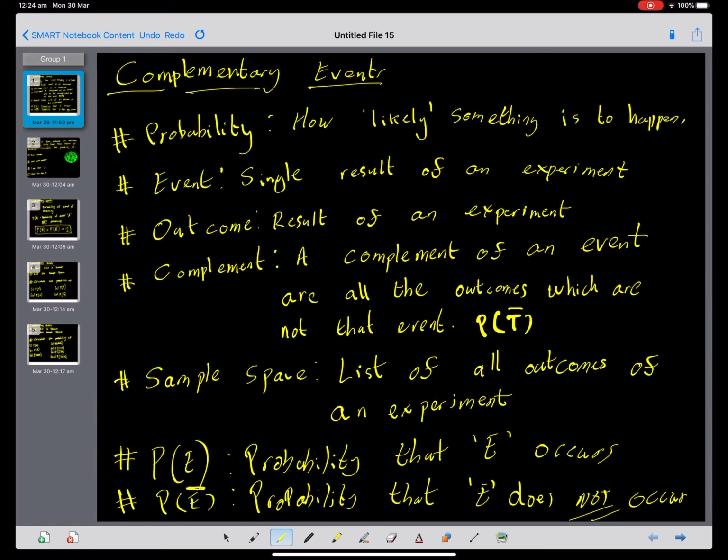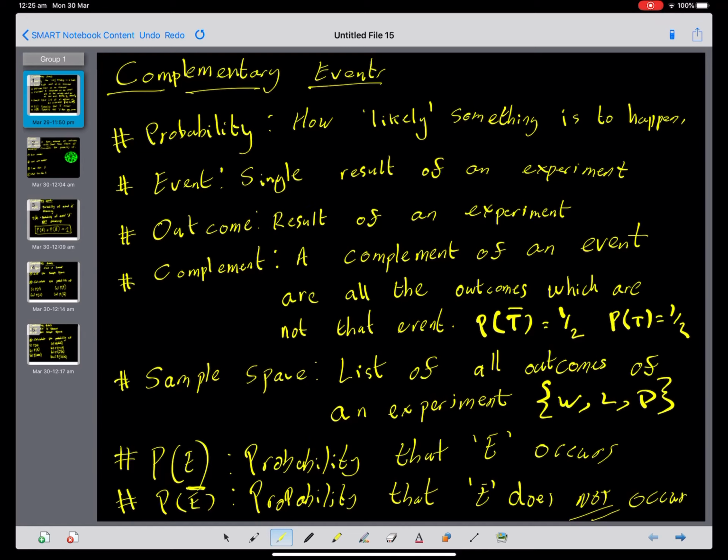The probability of getting heads is half. And the probability of getting a tail is also half. And if you sum the event and the complement of that event, you will get 1. Sample space is the list of all outcomes of an experiment. If you play a football match, you can win, lose, or draw. That is the sample space of a football match.